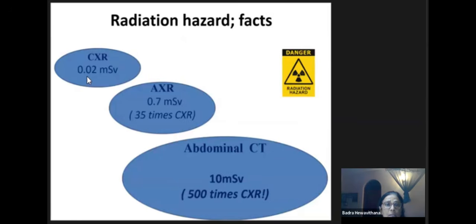Chest X-ray is the imaging tool with the least radiation hazard, 0.02 millisieverts. When compared to that, an abdominal X-ray is 35 times, and an abdominal CT is 500 times. So be aware of this fact when you're requesting an X-ray. That is why we are inundated with ultrasound nowadays. Anyway, sometimes you have to do it.